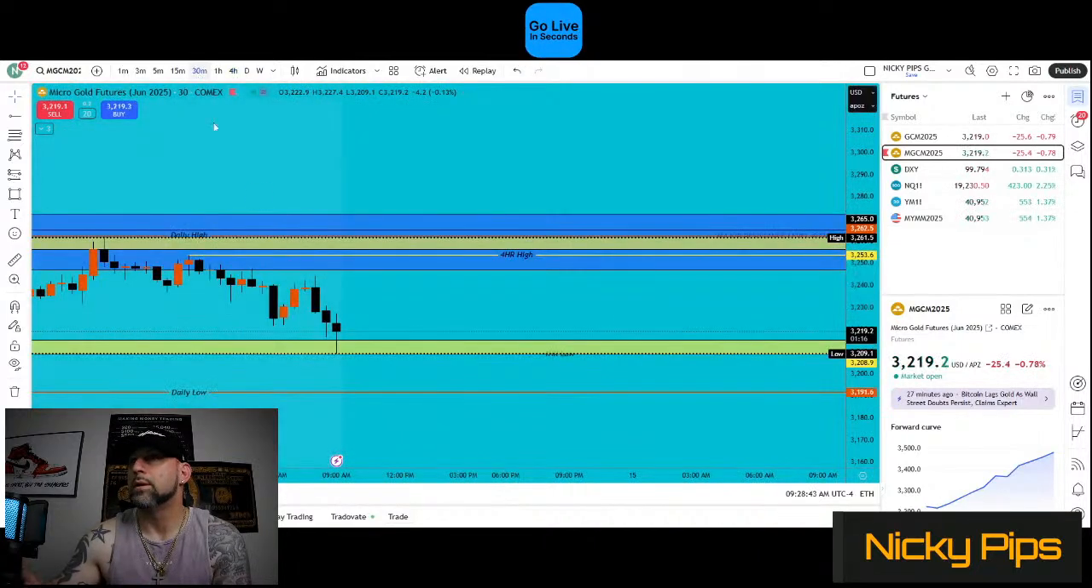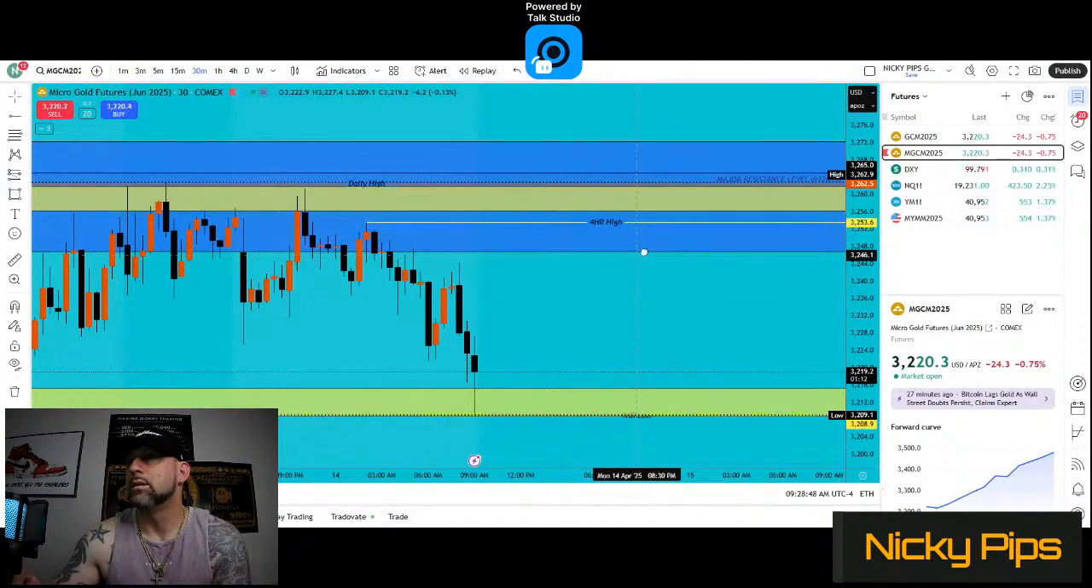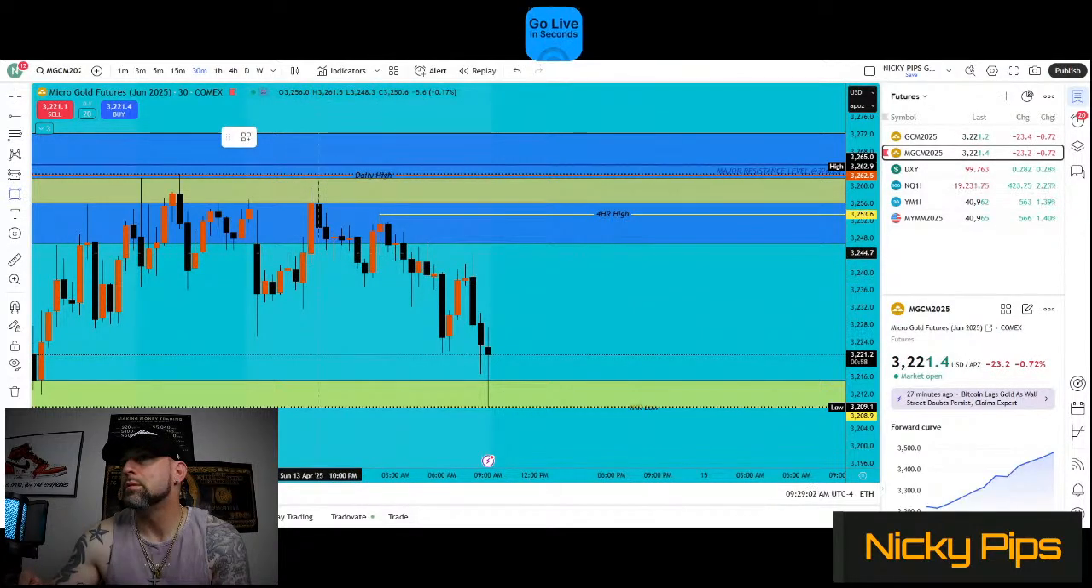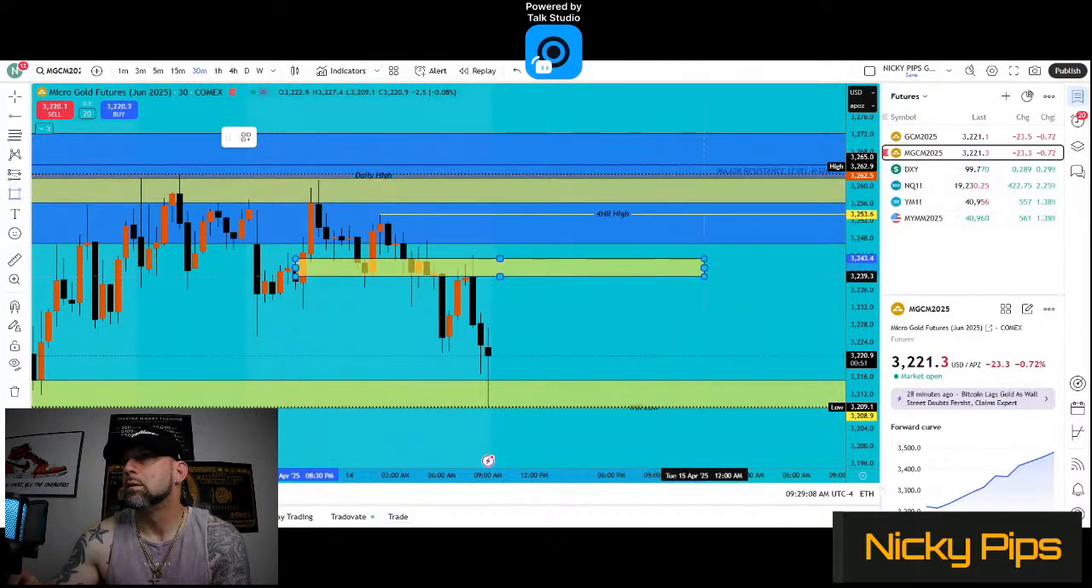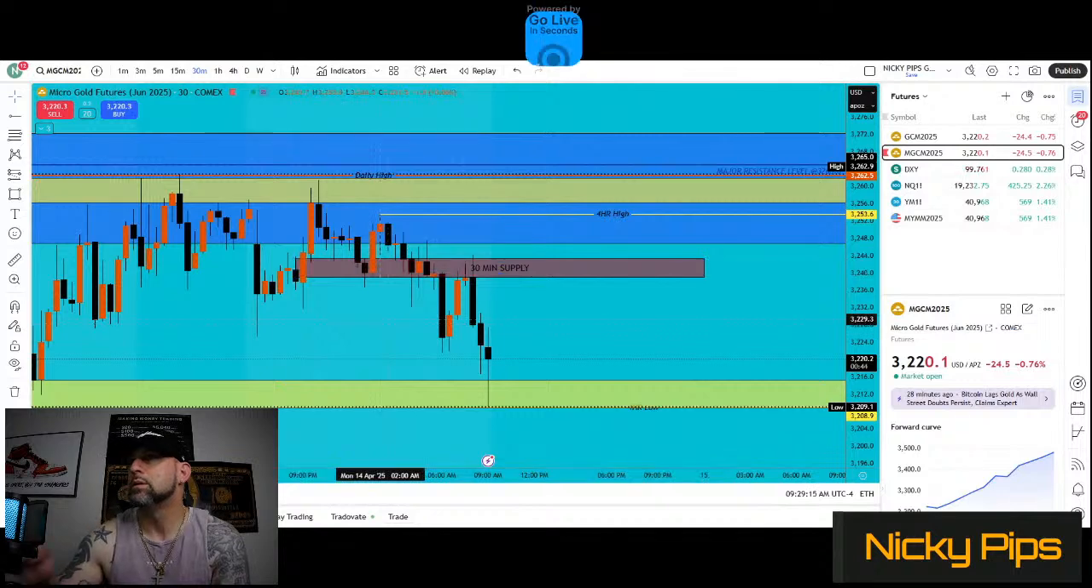Then go down to 30 minutes. And you can see right here we're getting a rejection on 4 hour low. 2 minutes till market open. So we do have an area right here. It's gonna be our 30-minute supply area.